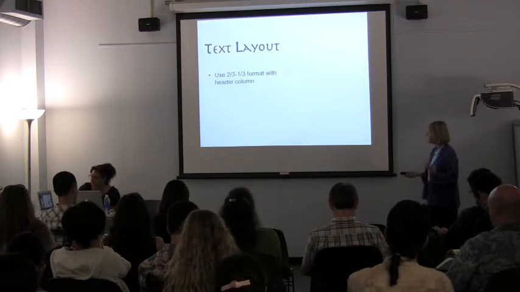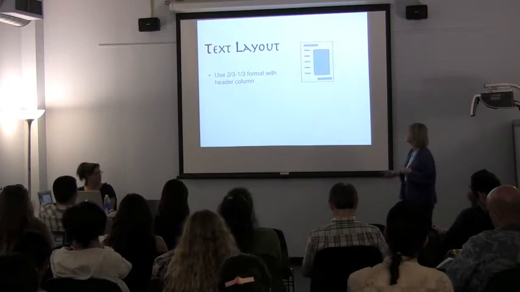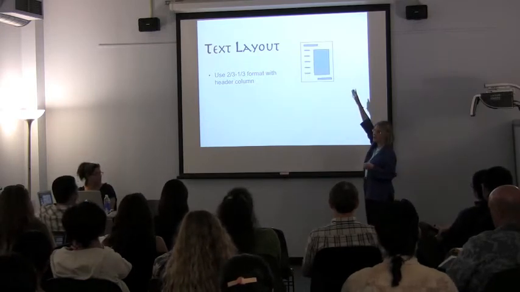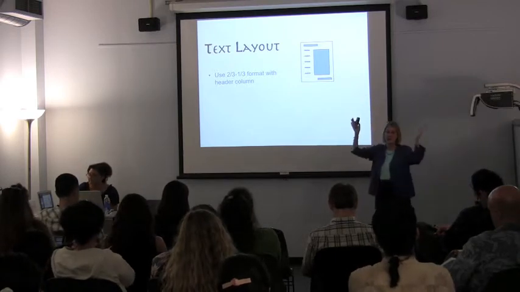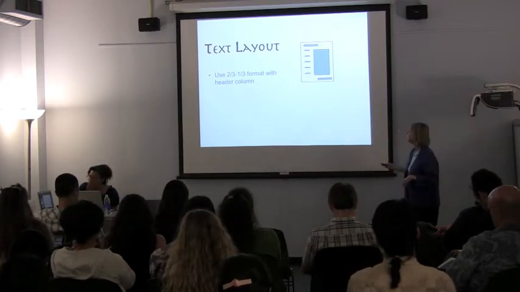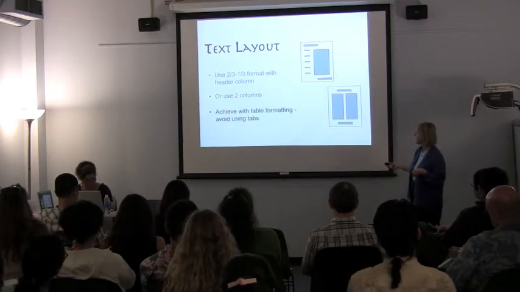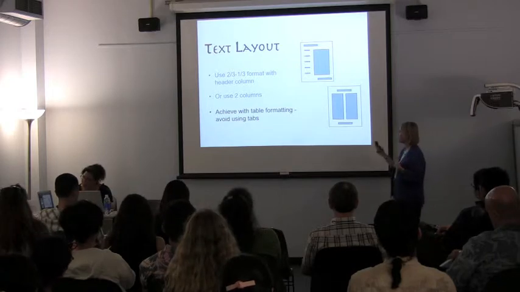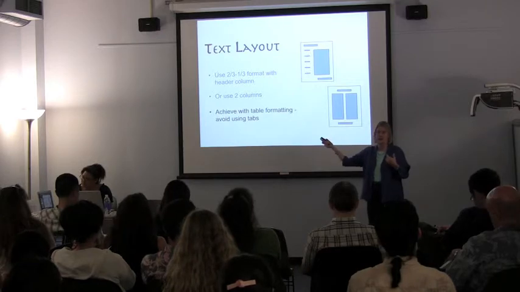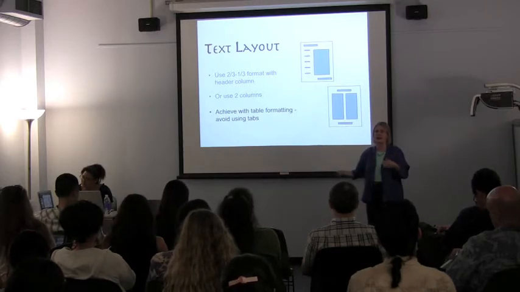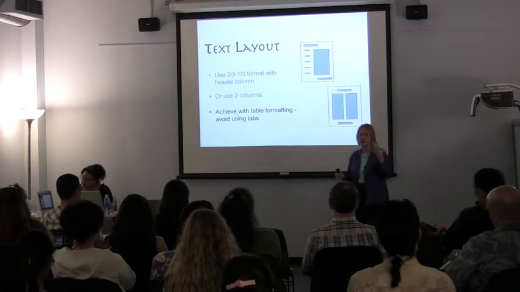Okay, so text layout, using a 2/3, 1/3 format is a really nice structure. Okay, what that means is headers over here and body over here. Now, when I get to my bibliography, I don't do that as much. I do give a little bit more space, but not a lot. Or you can also use 2 columns. You can achieve this with table formatting. You want to avoid using tabs. I got a paper turned into me yesterday, and I was really surprised to find out every line was tabbed over. That's a nightmare when you want to change anything.